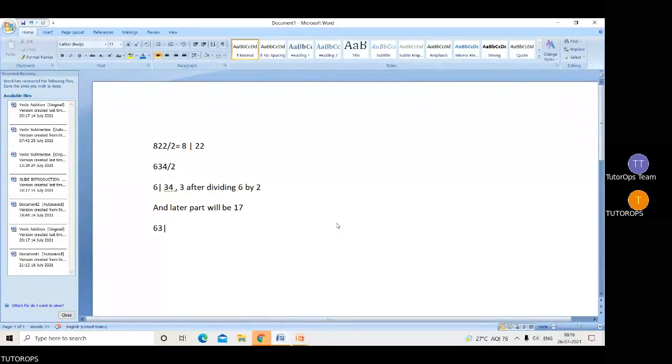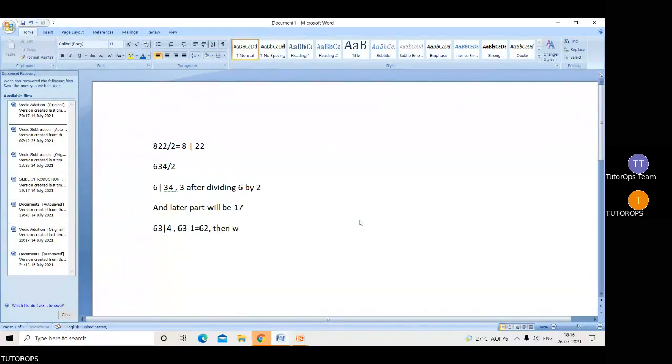as 4. Then what will happen? We know that 4 can be divided by 2, but 63 can't be divided by 2. Then what can be done? For this method, we will first reduce 63 by 1. That will be 62.